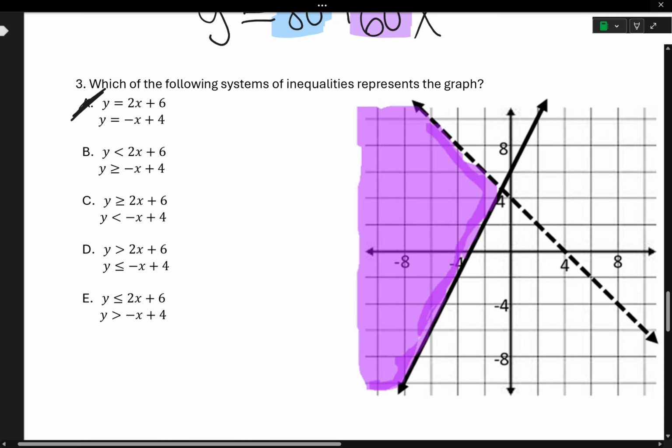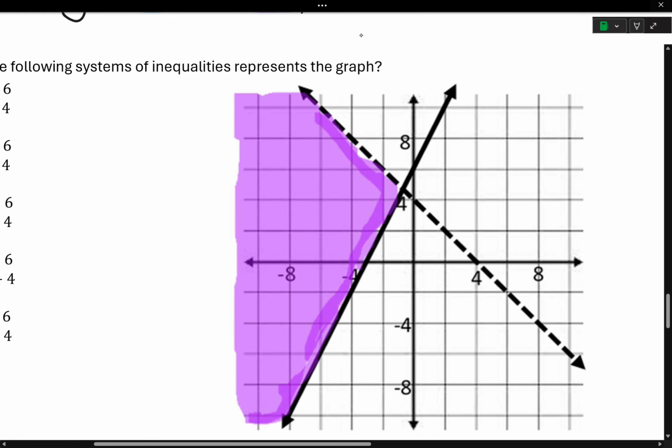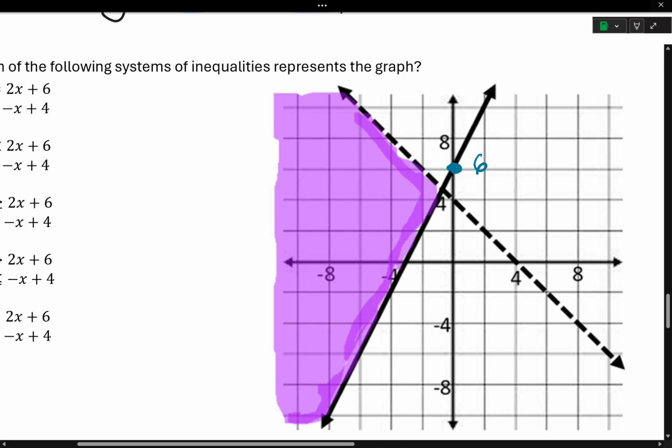Okay, now let's take a look at B, C, D, and E. What's different? The symbols. All of the right-hand signs look the same. So what we need to decide is which way we face each of our symbols based on the picture. First, I'm going to take a look at the solid line. The solid line goes through here. That's 6, because it looks like it's going by 2s. 2, 4, 6. So 6 has the solid.